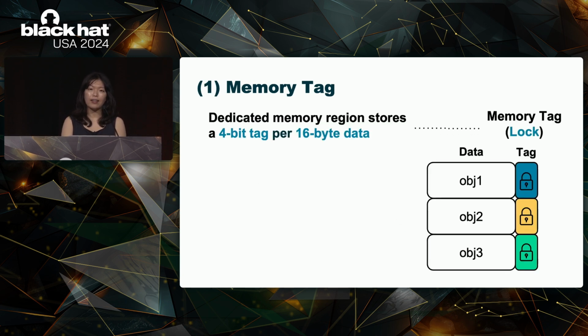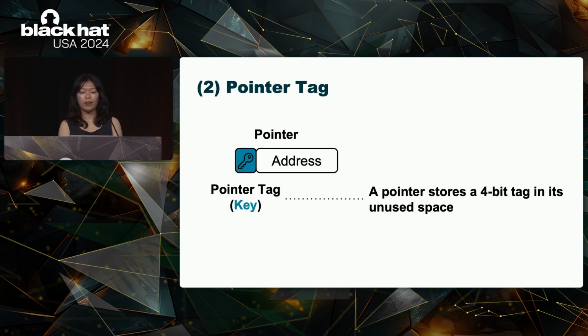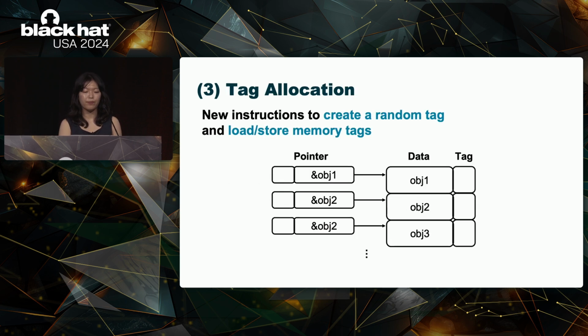For memory tags, a dedicated memory region stores a 4-bit tag for each 16 bytes of data. And a pointer stores the tag in its upper unused bits. This is possible because the address space is usually around 48 bits, and the top bits in the 64-bit pointer are unused, so ARM uses that space to store the MTE tag. And ARM introduced new MTE instructions to create a random tag and load and store memory tags. So using these instructions, a program can assign a random tag to each object and the pointer.